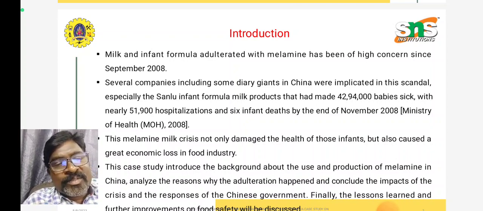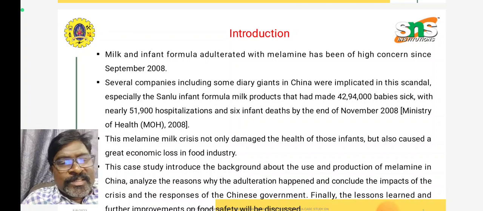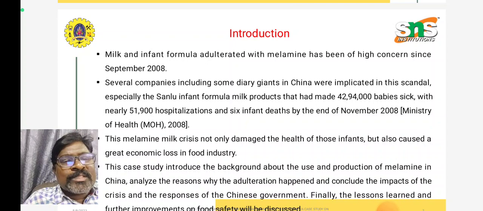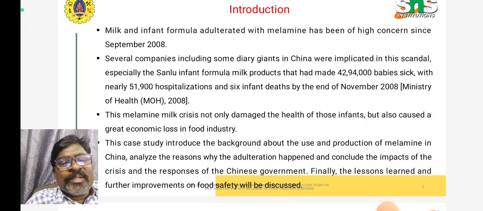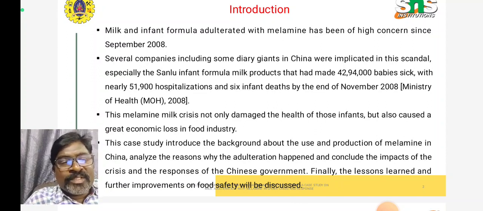since September 2008. Several companies, including some dairy giants in China, were implicated in this scandal, especially the Sanlu infant formula milk products, that made nearly 42 lakh 94,000 babies sick, with nearly 51,900 hospitalizations and 6 infant deaths by the end of November 2008. This melamine milk crisis not only damaged the health of those infants but also caused a great economic loss in the food industry.